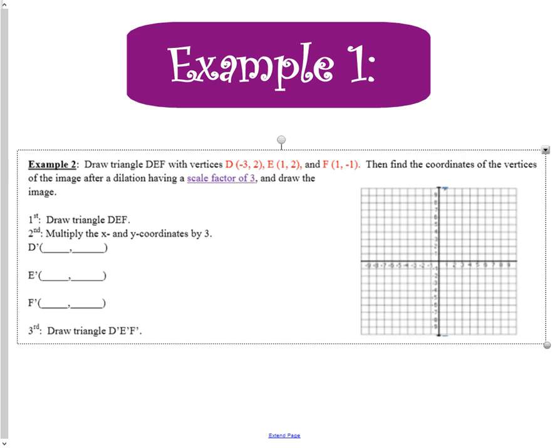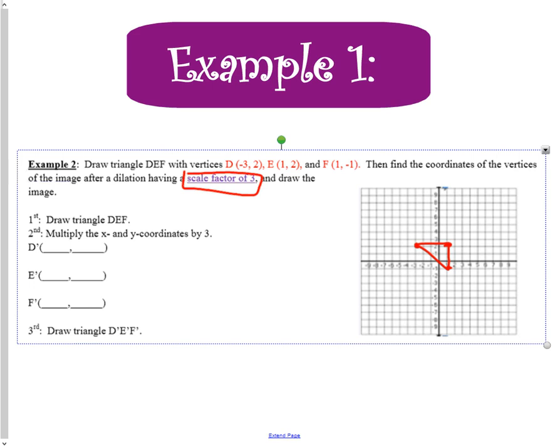Draw a triangle DEF with points D, which is negative 3, 2. I'm going to draw it: negative 3, 2, so over 3 up 2. E is 1, 2, so over 1 up 2. And F is 1, negative 1, so over 1 down 2. There's my triangle. We want to make it a dilation with a scale factor of 3.